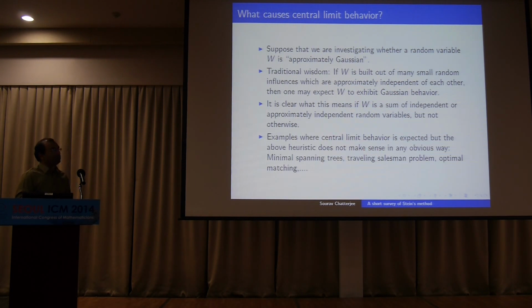So I'll give you some examples where everybody expects a central limit theorem to be true, but this heuristic doesn't quite make sense. For instance, one class of problems is from random combinatorial optimization: minimal spanning trees, random traveling salesman, optimal matching. You expect central limit theorems, but you can't quite prove them using this kind of heuristic.